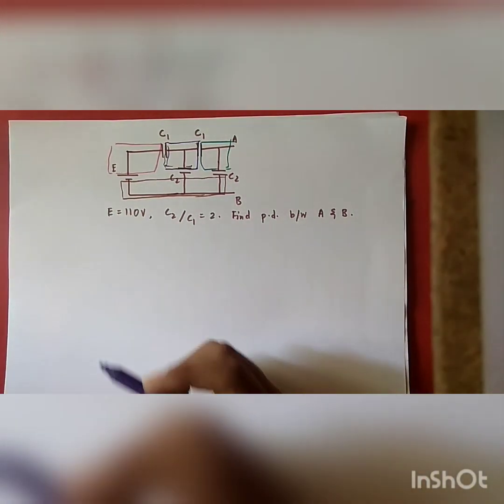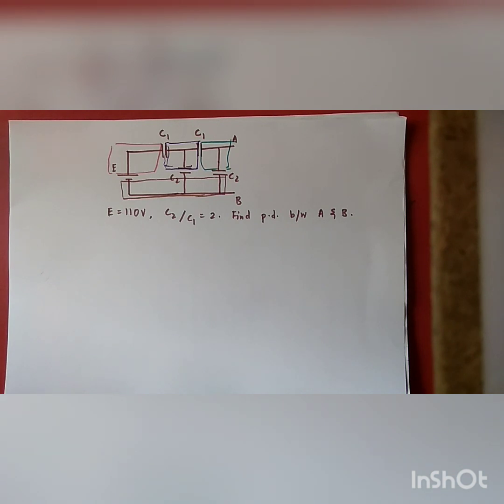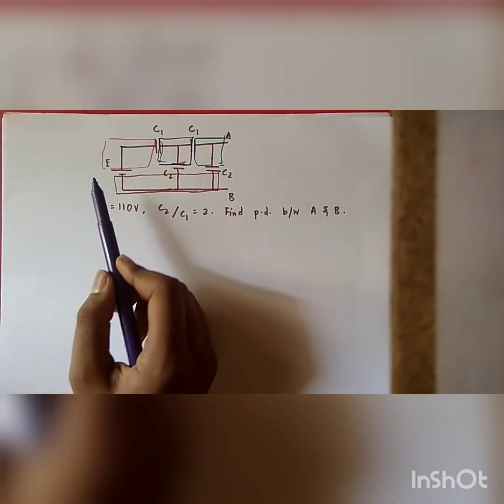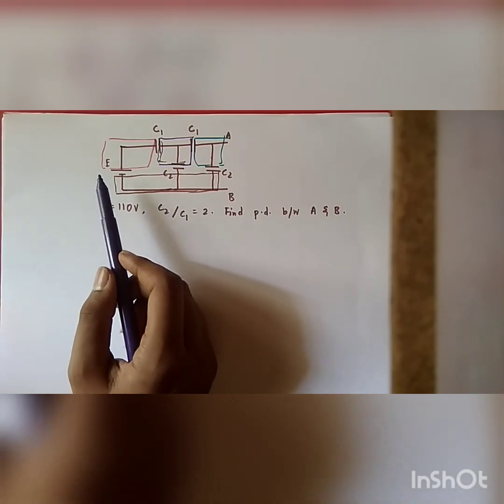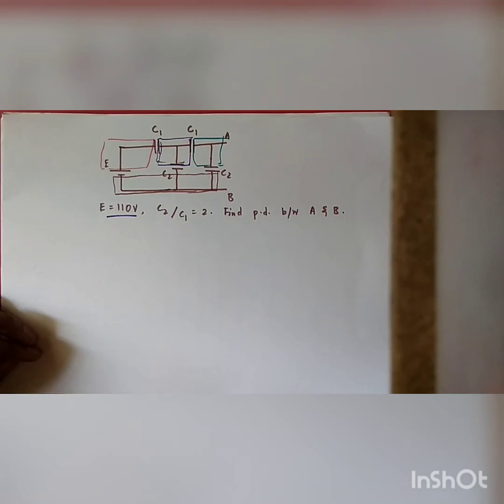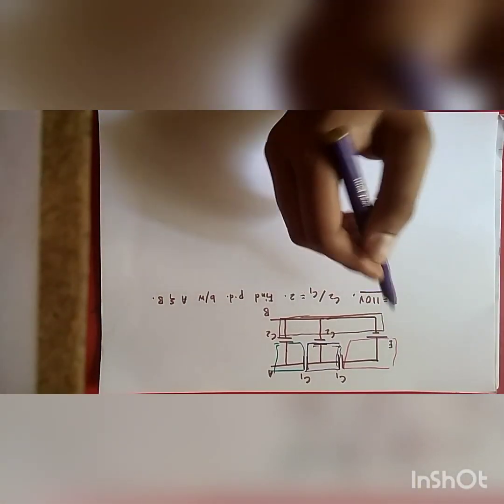So for doing nodal analysis, like I said, you always have to consider a reference potential, and it'll be very easy if you consider it across the battery. Now, the given potential of this battery is E, that is 110 volts. Like I said, the potential difference across the battery is 110 volts.